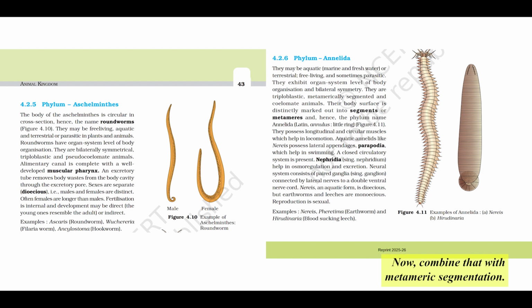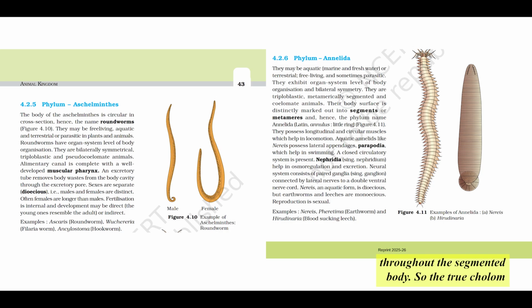Now, combine that with metameric segmentation. This repetition allows for specialization. While segments might look similar externally, internally they can become specialized. More importantly, it allows for independent control of segments, leading to more sophisticated locomotion. And redundancy too, right? Yes, redundancy is a benefit too. Damage to one segment might not be fatal. Furthermore, this segmentation provides multiple points for muscle attachment, allowing for stronger and more controlled movements. The closed circulatory system efficiently supports this increased activity by delivering oxygen and nutrients effectively throughout the segmented body.